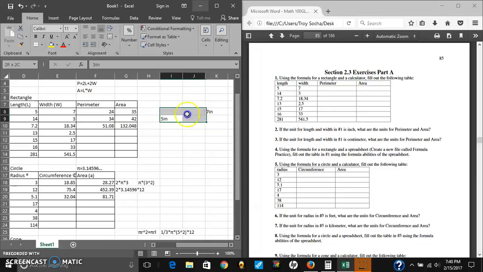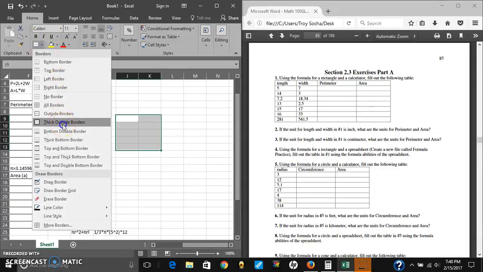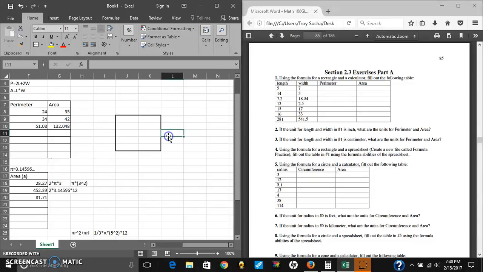Oops, sorry. Looks better if I have a rectangle. So let's say we have a rectangle. This is going to be our 7-inch side, and this is going to be our 5-inch side.